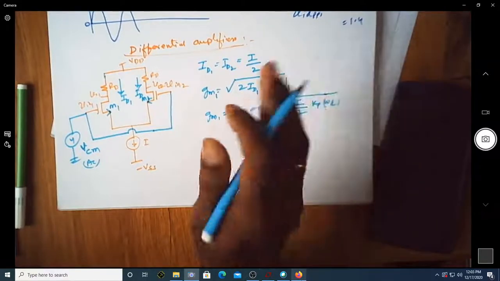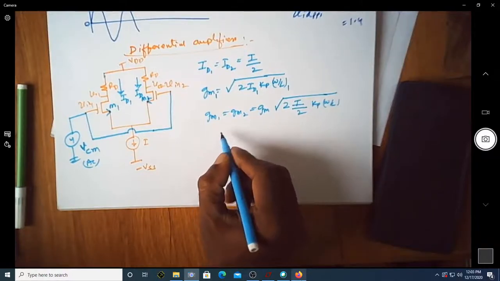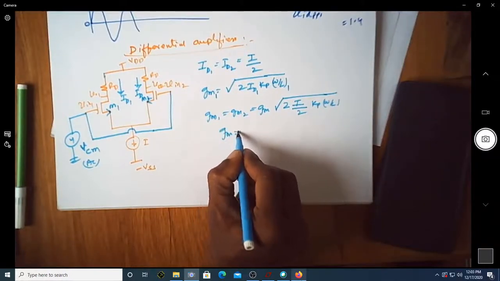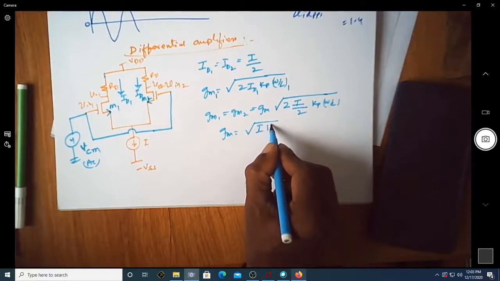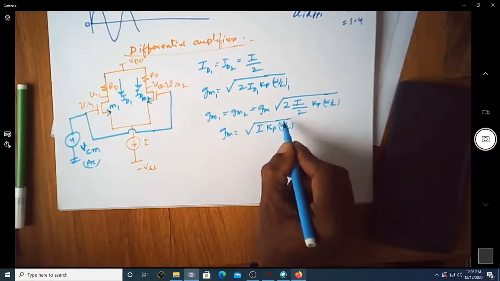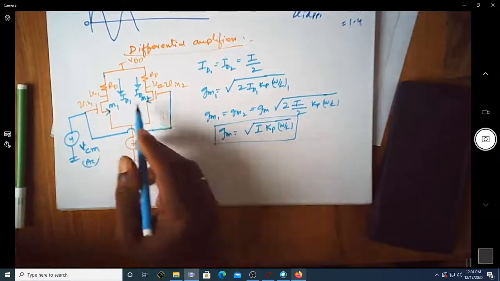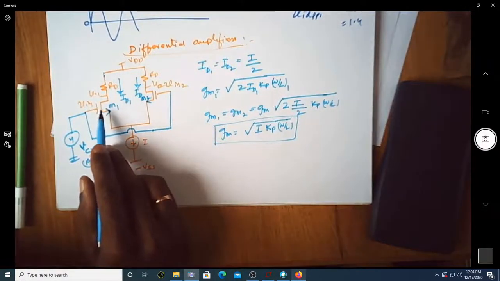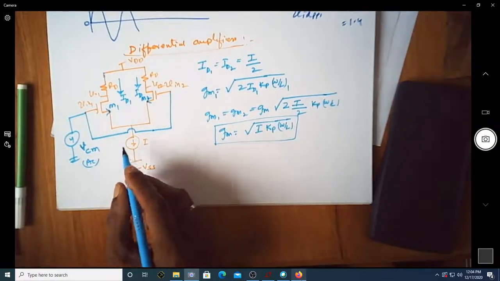W by L is common for both of them, whatever value you are taking. So this gm will be given in terms of the tail current magnitude, the Kp value, and W by L, which is common for both the transistors. This is the value of gm, that is the transconductance of each of the transistors.